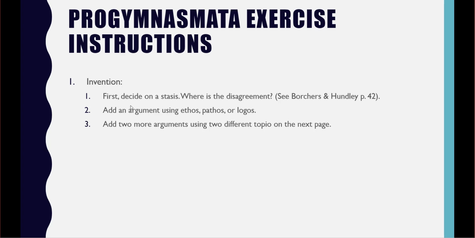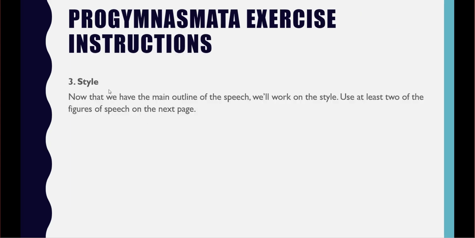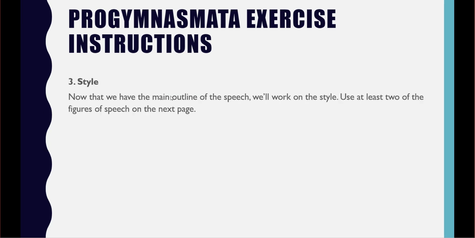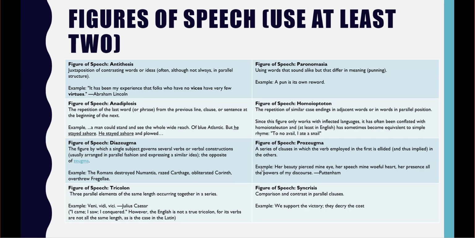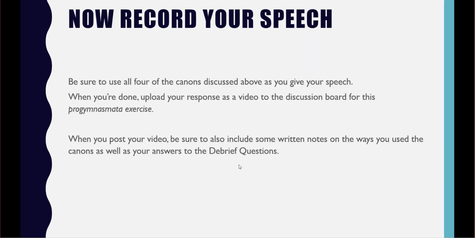So we can look here and see that a lot of these instructions go into detail. So we have invention, and it's going to tell you to do several different things. And then this next slide is going to talk about the different topoi that you're going to need. And so we have that information, and then we have the arrangement canon, and then we have the style canon, and then this next slide goes into some more detail on certain figures of speech and reasoning that you can use in it. And then we have the delivery canon, and then some just basic instructions on what to actually do.